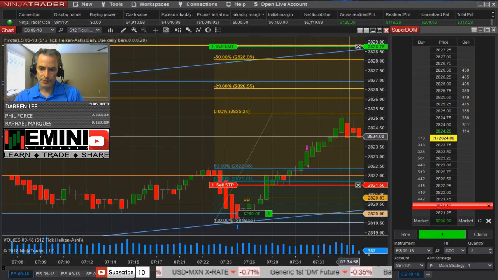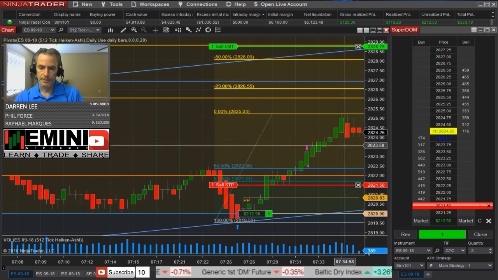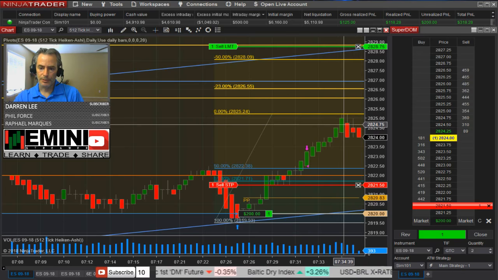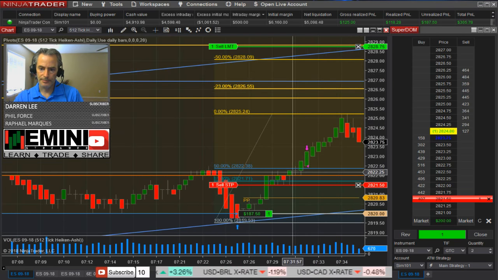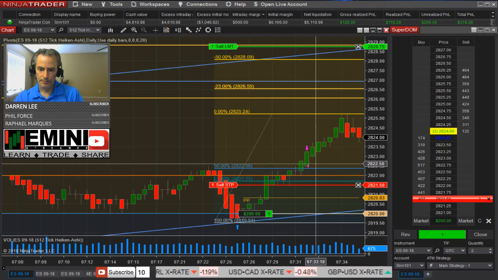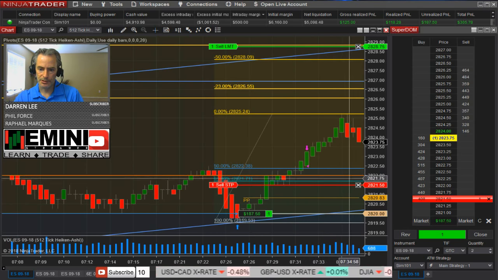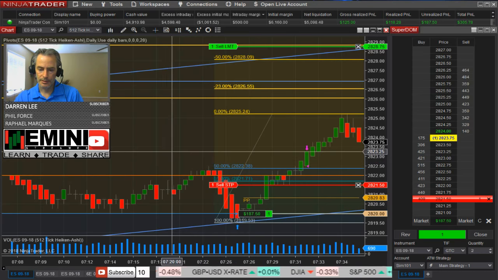So we're just waiting for it to take a pause here, take a breather, let people take some profit here, and then we'll move our stop up once it makes a new high. But we can expect it to retrace back to this area. That's healthy.